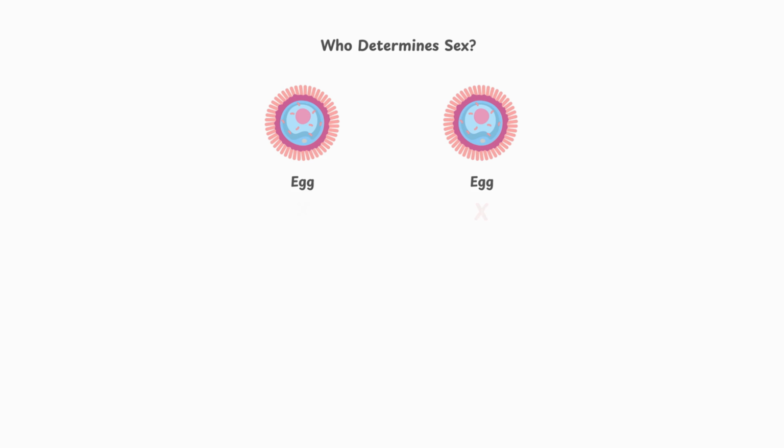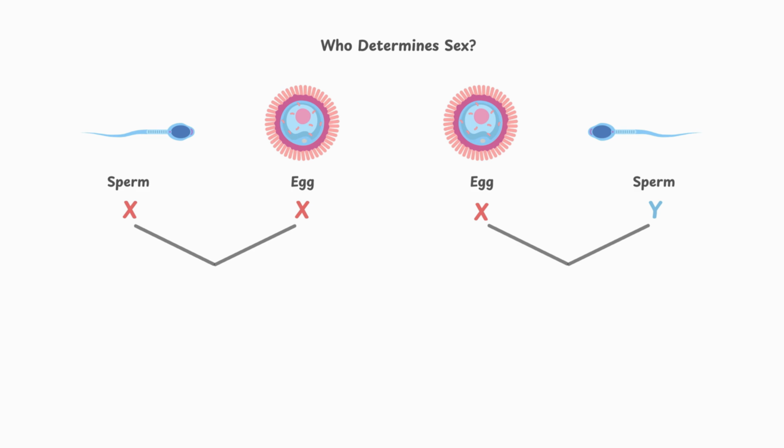The egg cell always carries an X chromosome because females only have X chromosomes to pass on. The sperm cell, however, can carry either an X chromosome or a Y chromosome because males produce both types of sperm. Some sperm carry X. Other sperm carry Y. When fertilization happens, one sperm joins with one egg. This combination determines the sex of the embryo.